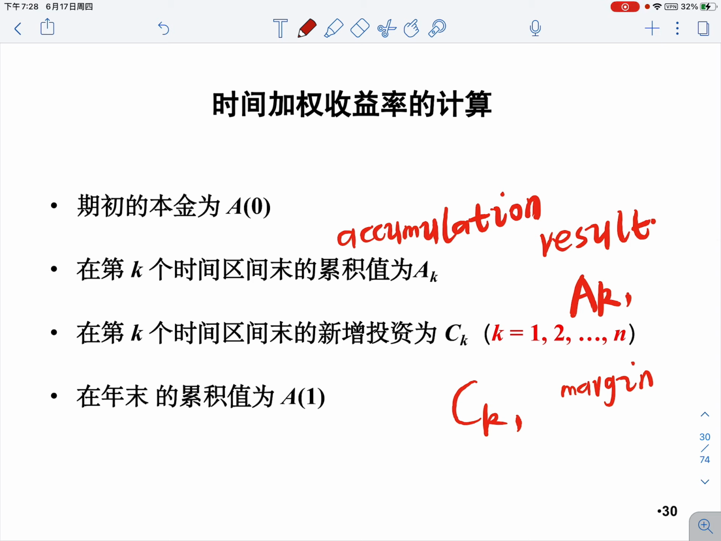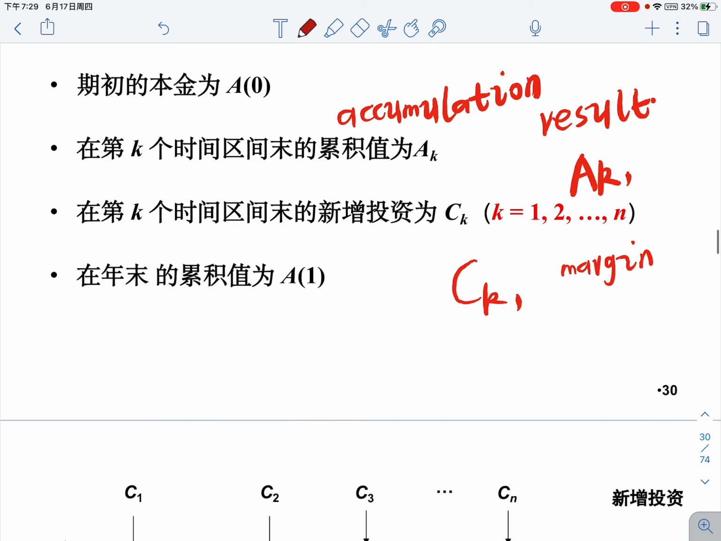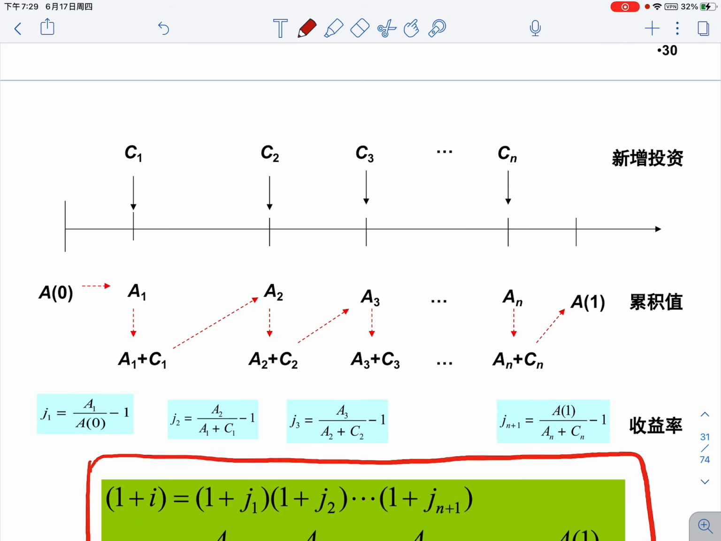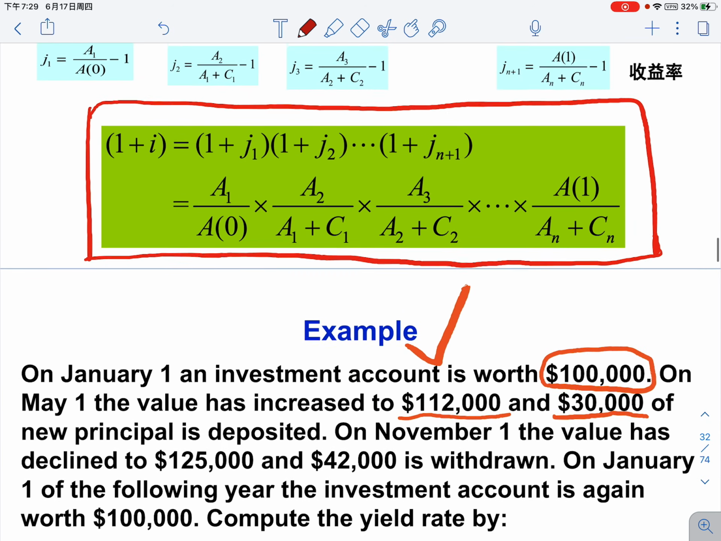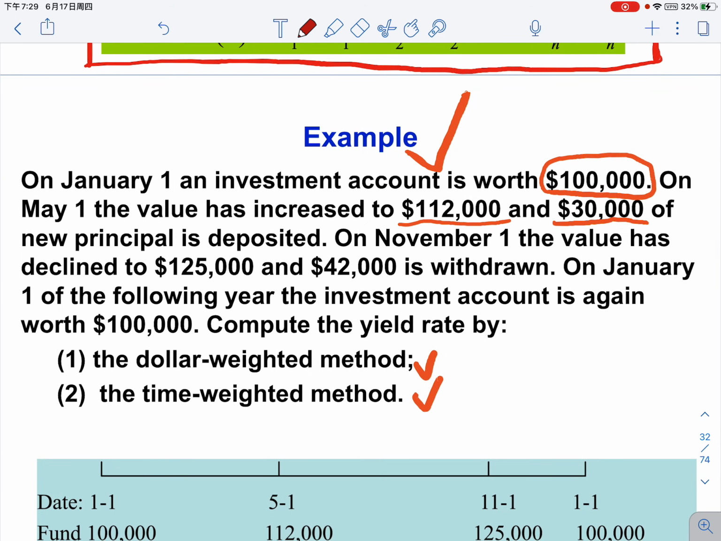This A_k is the accumulation result at time k. And C_k means the margin investment, something like that. It can be positive or it can be negative. Let's use an example to explain that.